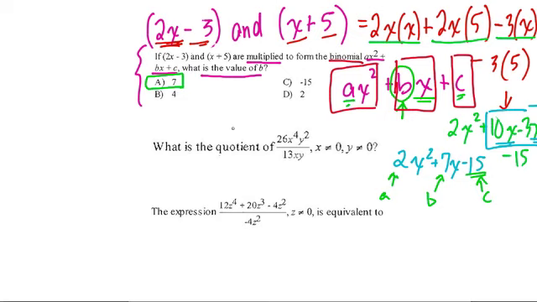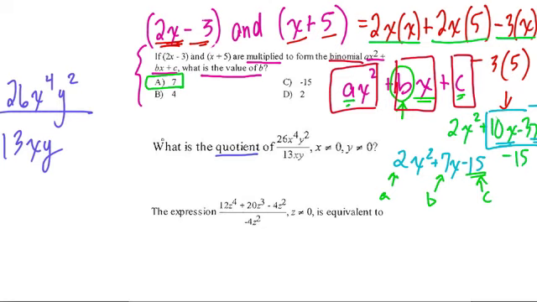So in the second question, what do they ask? Well, they say, what is the quotient of 26x to the 4th y squared over 13 times x times y. And they say over here, x does not equal 0 and y does not equal 0. And that's actually an important thing, easy to overlook, but still important. These can't be 0.